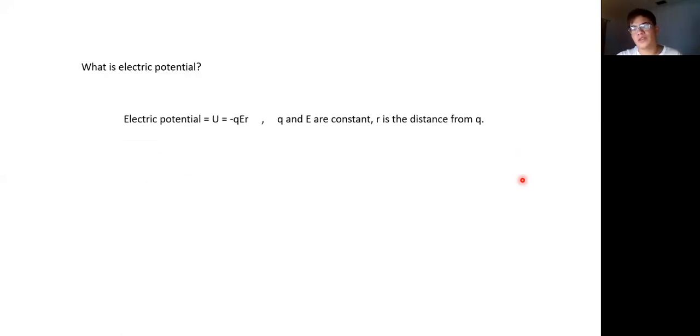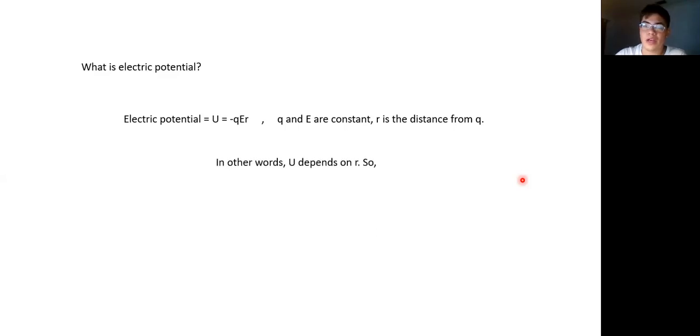Electric potential is the charge Q times the electrical field E times R, which is the distance from Q. Now, there's also a negative in front of it, but from what we know, the charge isn't going to be changing value. In the questions that were given, the electrical field is not going to be changing either. But what is going to be changing is R. And when R changes, U is going to change. So that means that the electric potential U is going to be dependent on R.